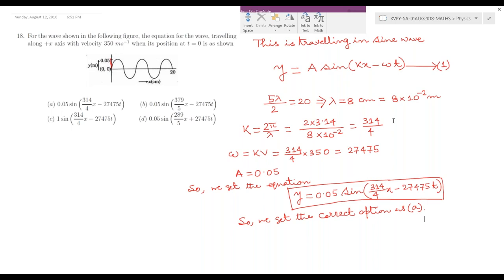Now if you look into it here, this is one, then two, then three, then four, then five, each of half a wavelength. So 5 lambda by 2 is equal to 20, because it has been achieved in 20 centimeters. That means lambda equals 8 centimeter, which gives us 8 into 10 to the power minus 2 meter. So k is equal to 2 pi by lambda. What is k? As I explained earlier, k is nothing but the number of wavelengths per unit length, that is 2 pi by lambda. We found the value of k. Then what is omega? Omega is nothing but k into v. That also we found, and then we apply these values and we get it.